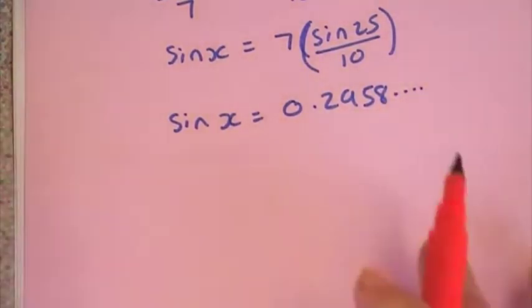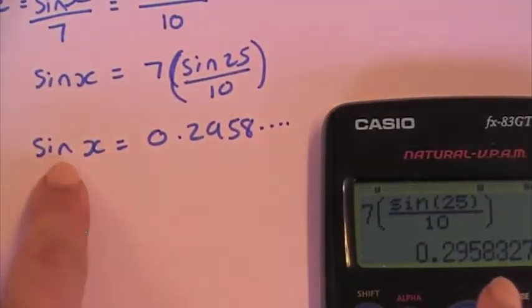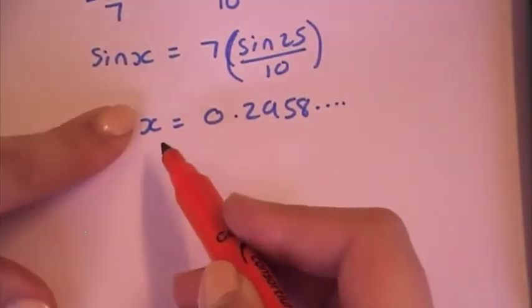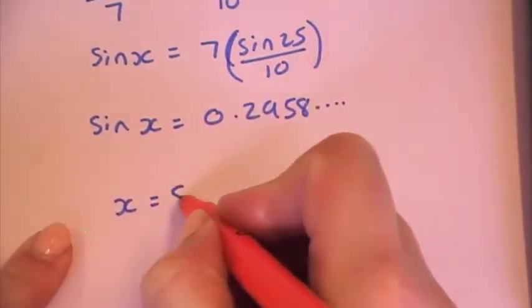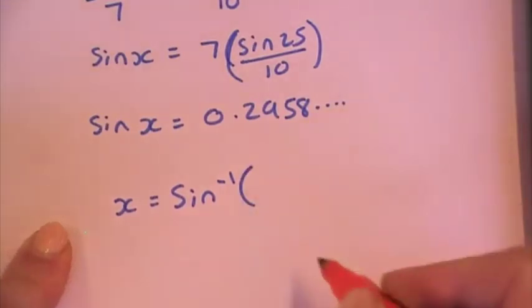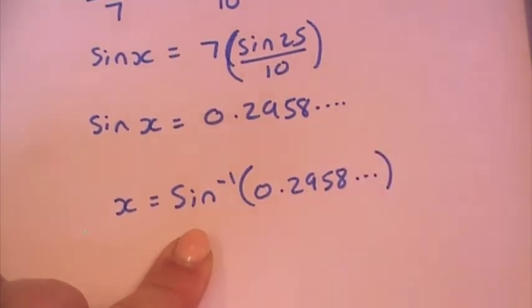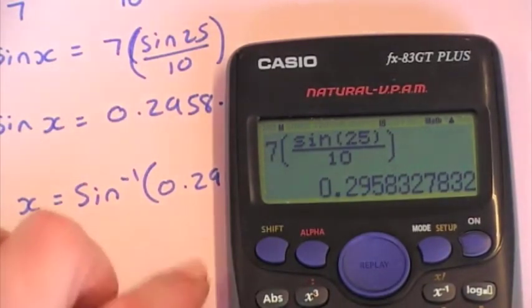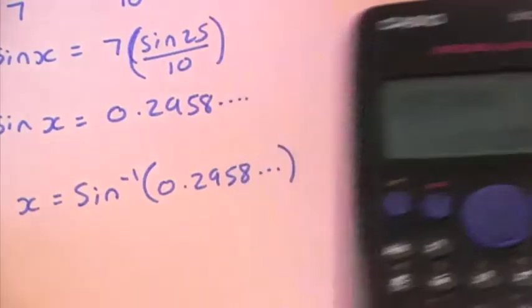0.2958... I put the dot, dot, dot to show I'm not cutting my number off. So that's all well and good for sine of x, but just like when we were looking at trig, I don't want sine of x, I want x on its own, so I need to shift sine. That will leave me with x equals sine to the minus 1 of 0.2958... So remember, I've still got that full answer on my display. I'm just going to press shift, sine, answer, close bracket, equals 17.2.